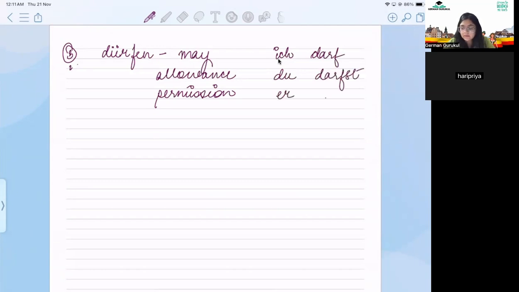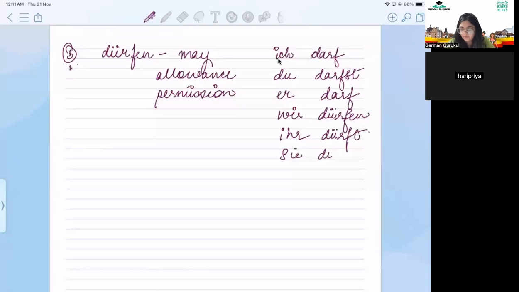Sie, es darf. Wir dürfen, ihr dürft, and sie we have dürfen. Ich darf, du darfst, sie es darf, wir dürfen, ihr dürft, sie dürfen. This is the conjugation. So now when you ask for permission, there you use it, or when it is allowed.